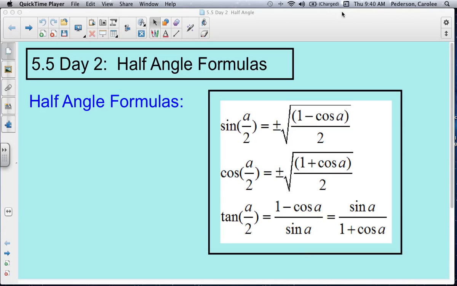This is 5.5 day 2, focusing on the half angle formulas. These set of 3 formulas are on your gold sheet, so if you want to write them down, you can put them in your notes. Just leave some space, or we can just go ahead and move on to the first example. So leave yourself some space. These are the formulas we're going to work with today in our lesson, the half angle formulas.